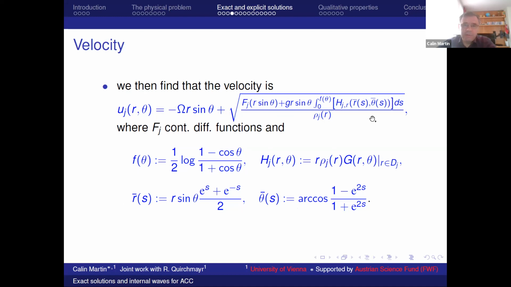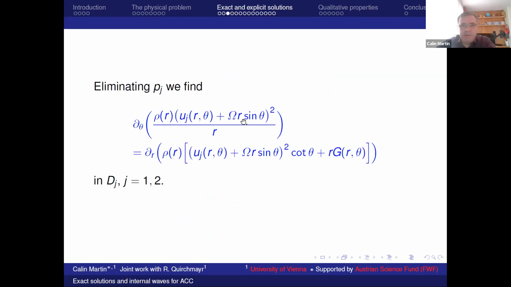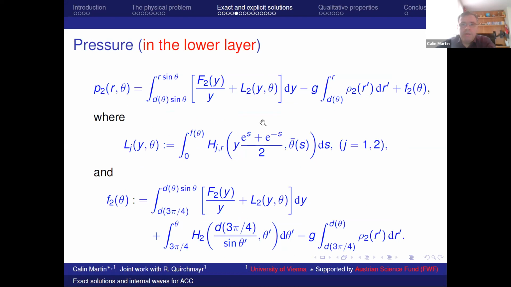So the velocity is explicitly given. These Fj are continuously differentiable functions. So actually, for each such capital Fj continuously differentiable, we have a velocity uj. So this gives us a family of solutions, and now we can proceed to determine the pressure in the two layers by simply integrating in this system here, and in doing so we come up with this formula.